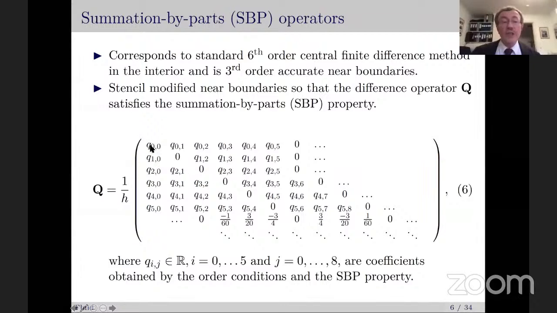However, at the boundary, that is 0 and the 5 neighboring points, we have a different stencil, which is more complicated. It is chosen such that it is 3rd order accurate and that it fulfills this property, the summation by parts property, that I'll show you now.